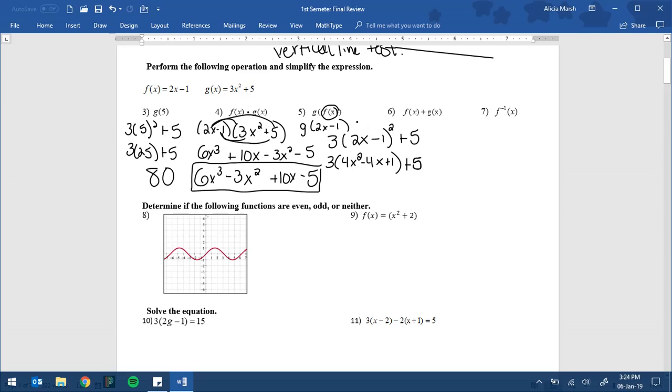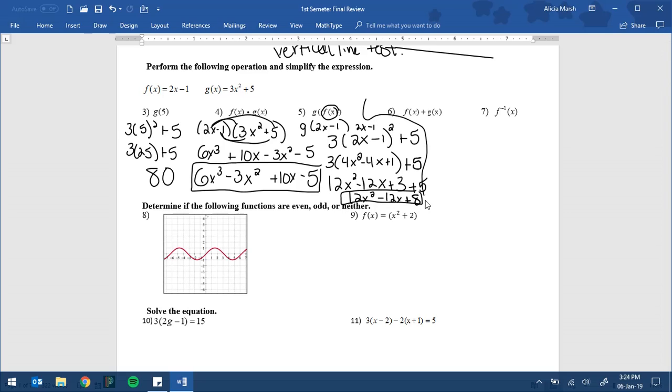Just did a quick multiplication. I multiplied 2x minus 1 by 2x minus 1. That's how I got that. Distribute the 3 in. Plus 3, then plus 5. Alright, let's add that together. So 12x squared minus 12x plus 8 would be my official answer for number 5.